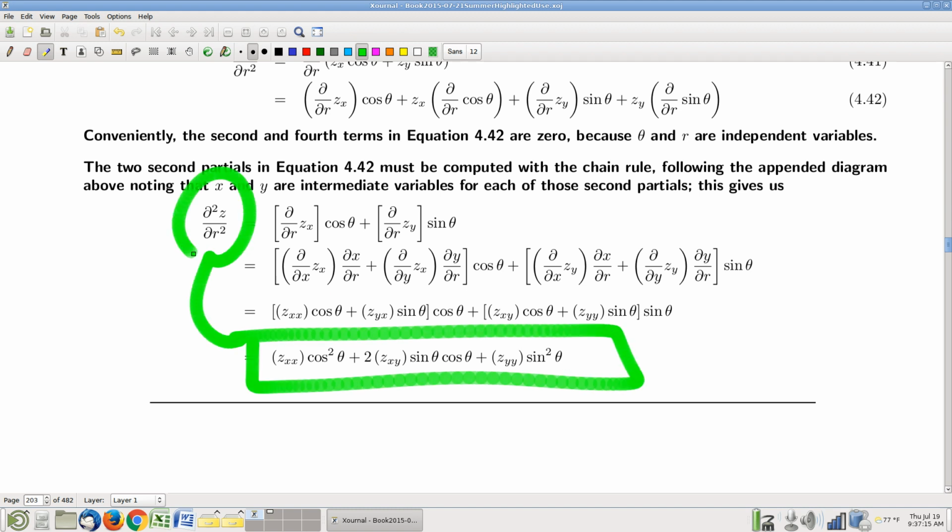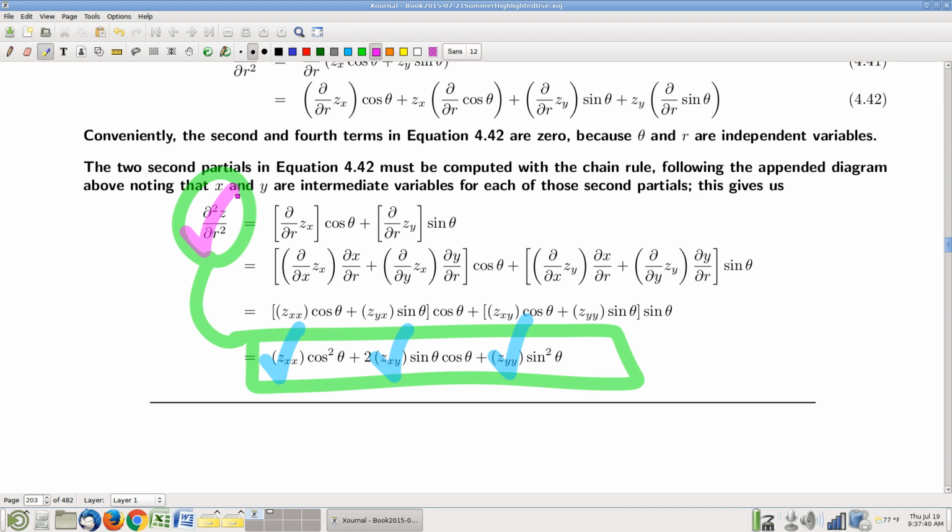Here's your generic formula if you have some function z, some function of x and y. In other words, if you know how to compute rectangular derivatives of z, then this formula here allows you to compute a polar second derivative of z.